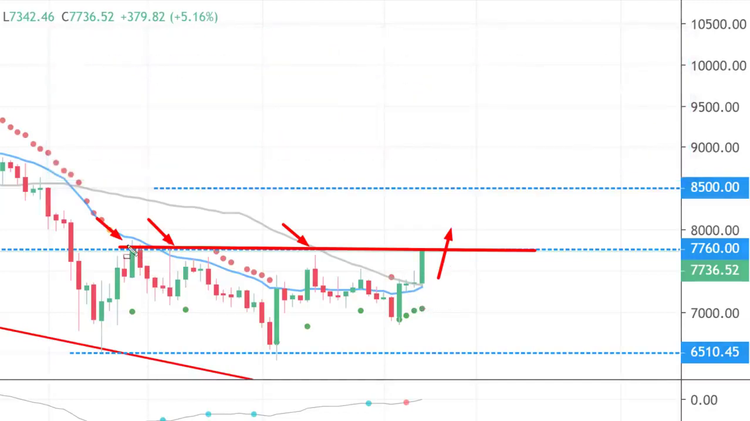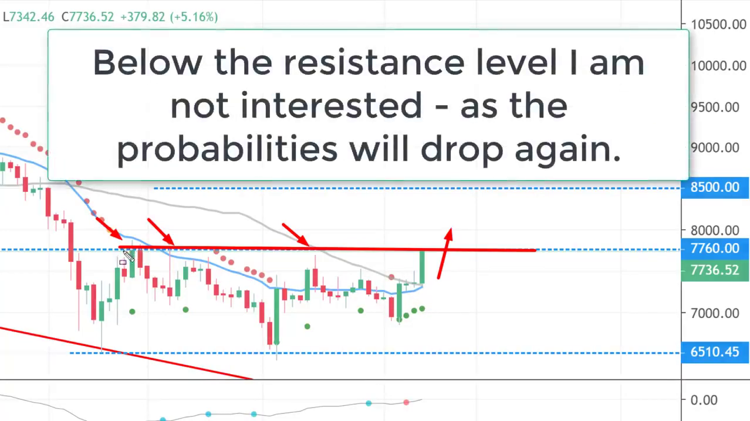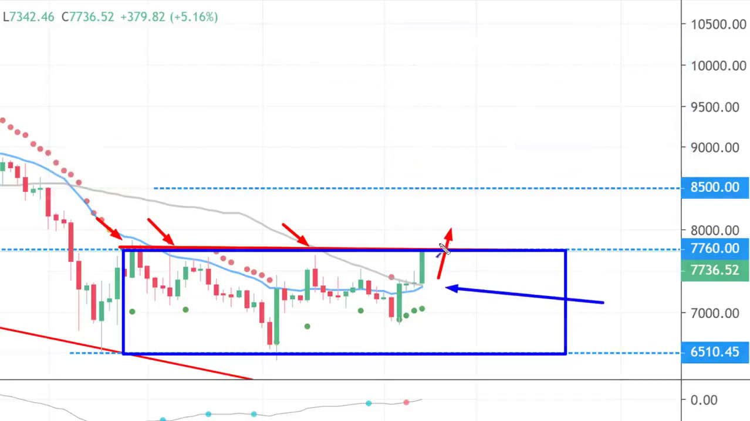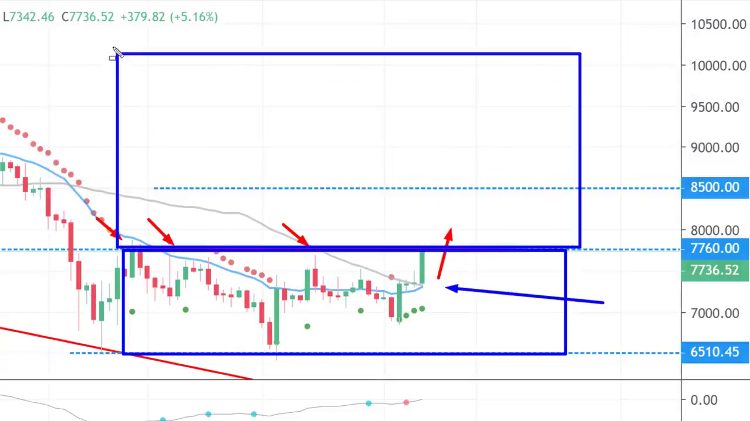So anything in this zone, let me just draw that here on the chart. Anything in that blue zone that I've just drawn here, I'm not interested. If we can get above that level and stay above that level, so anything in this zone here, I would be bullish.